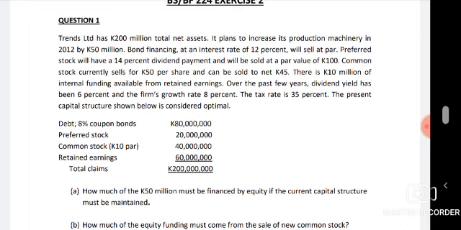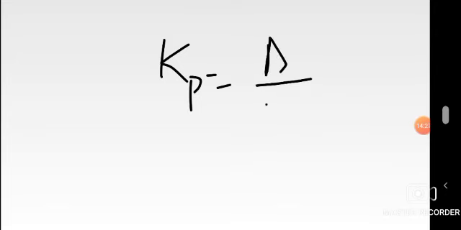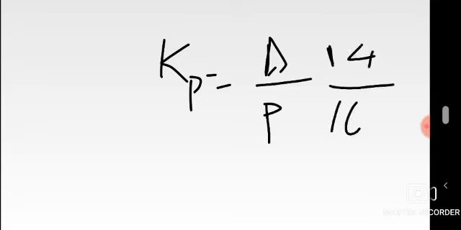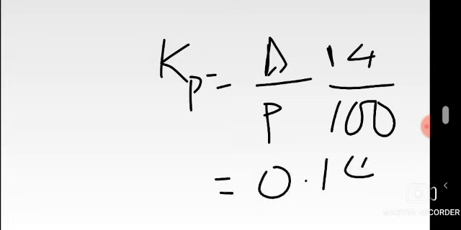Let me just write that formula quickly. KP, the cost of preferred stock, is equal to dividend over price. The dividend we found as 14% of par, which gave me 14. And then what was the price? It's selling at par, which is 100. Therefore, the cost of preferred stock is 0.14.